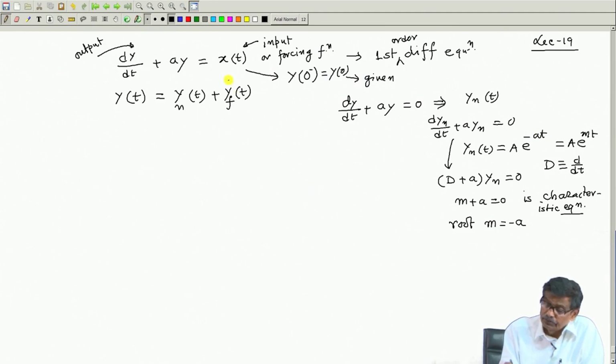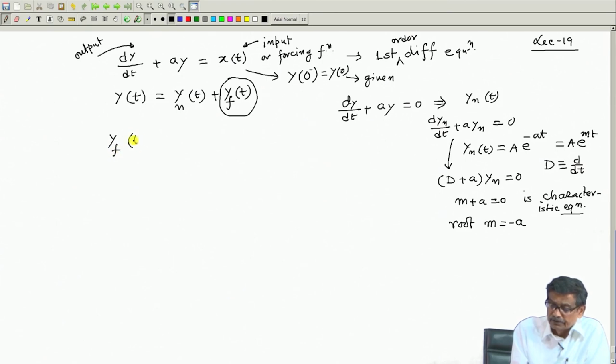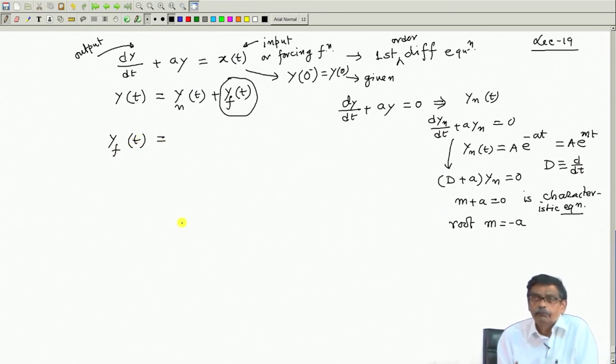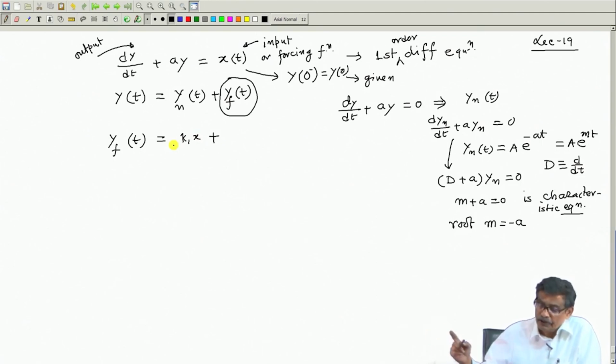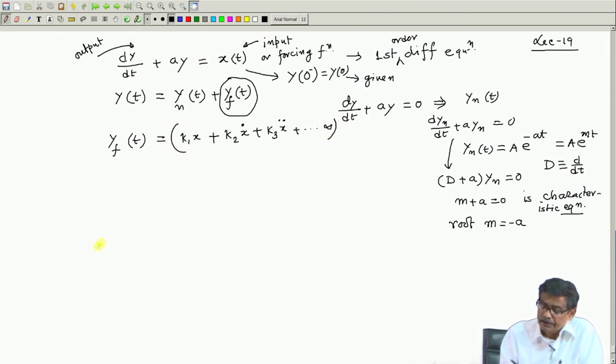Now, the question is, what should be the nature of y f t? We have seen it will be a linear combination of x t, that is k 1 x plus k 2 x dot plus k 3 x double dot and so on up to infinity, a linear combination of the forcing function and its higher order derivatives. This will be the nature of y f t.